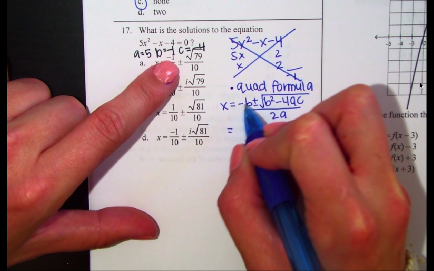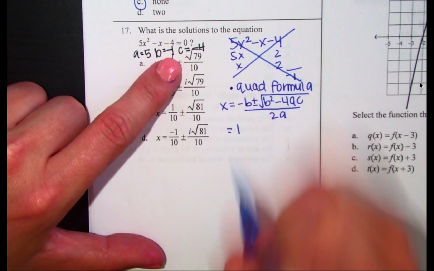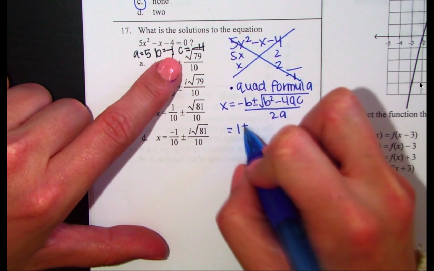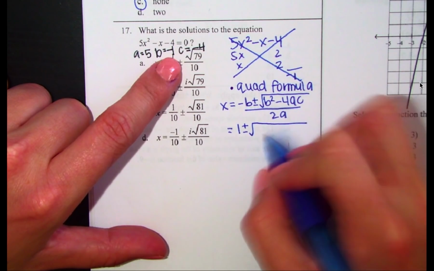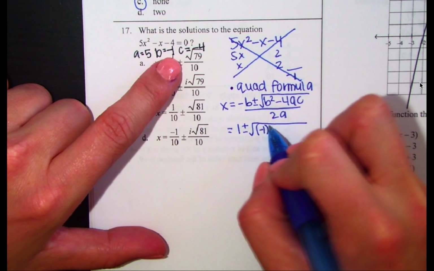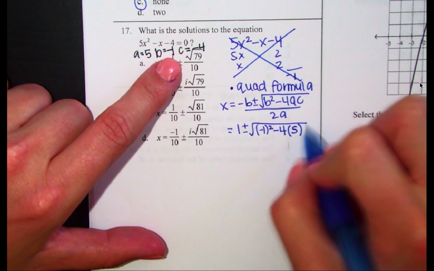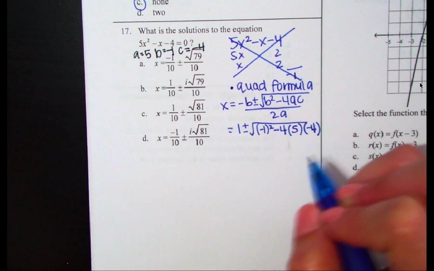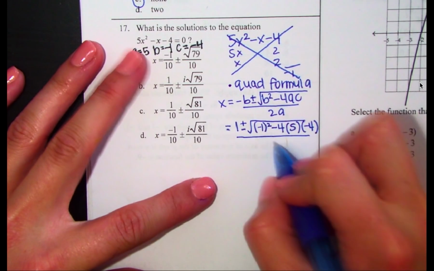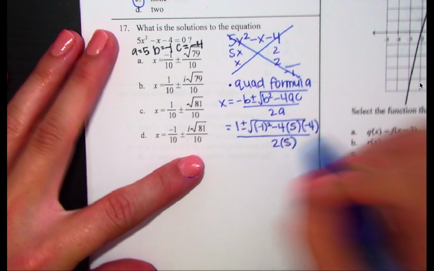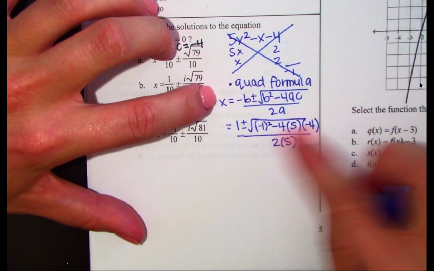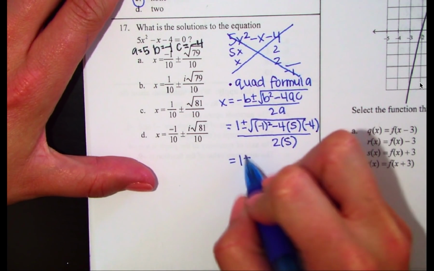Opposite b, or negative b, means now +1 instead of -1, plus or minus the square root of b squared, so -1 squared, minus 4 times a times c, all over 2 times a. And then I would just go through and simplify in my radical, or in my square root.